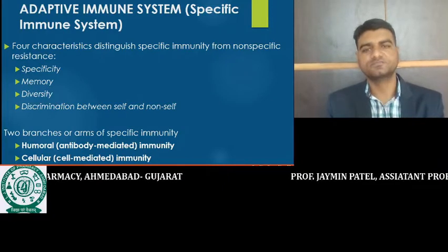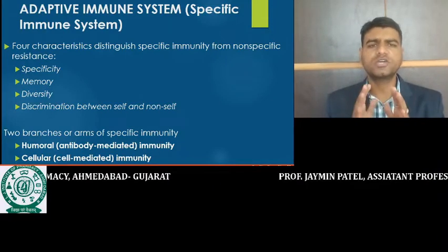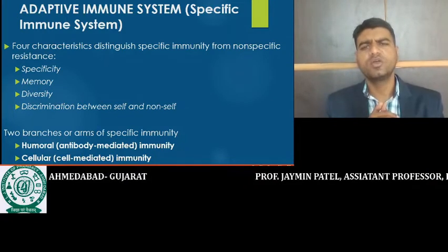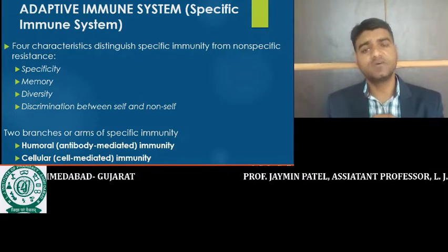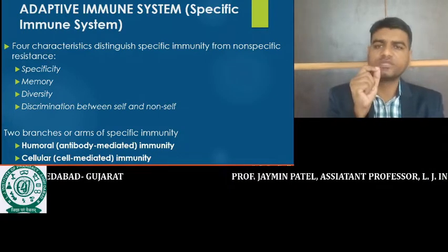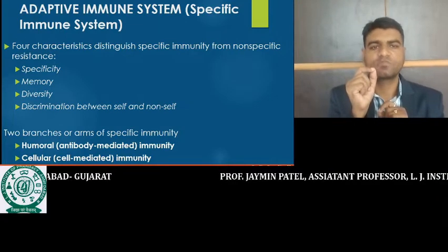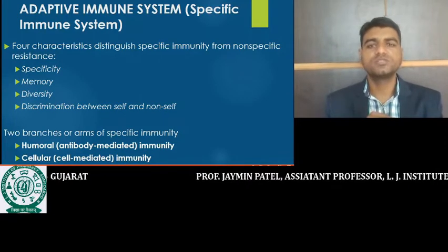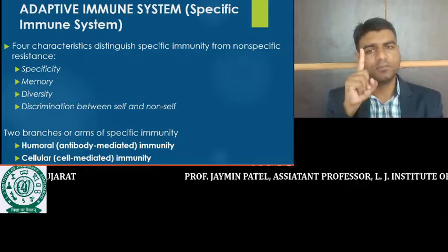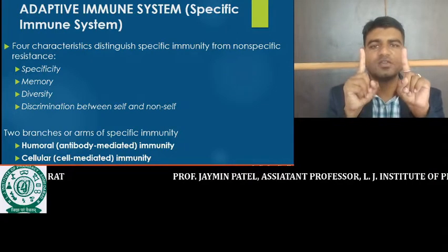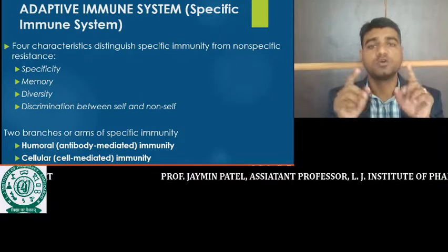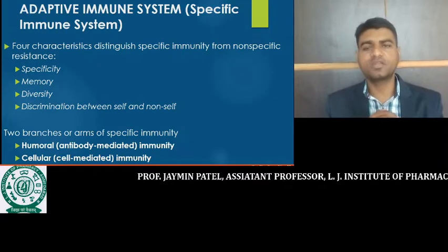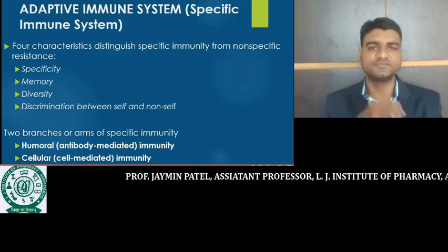Third is diversity. We know that crores of microorganisms, millions, billions, are there, and they can produce disease in our body. So for every microorganism a specific immune response is generated. For crores of microorganisms, crores of different antibodies are produced by our immune system. This is the diverse character of the specific immune system, the important characteristic, diversity.